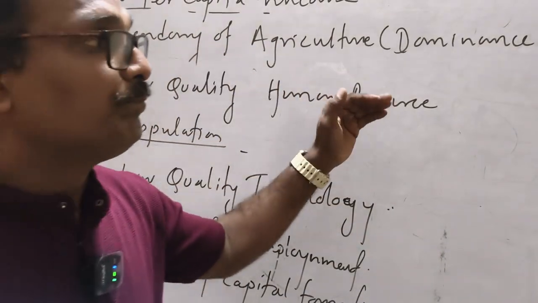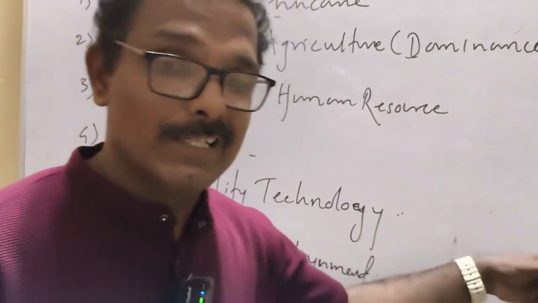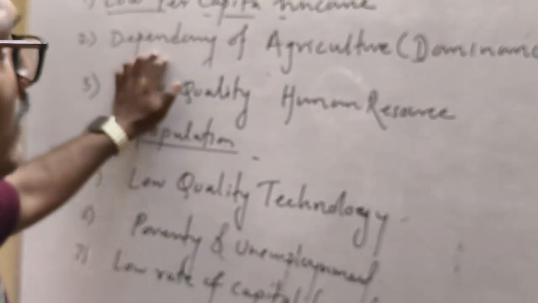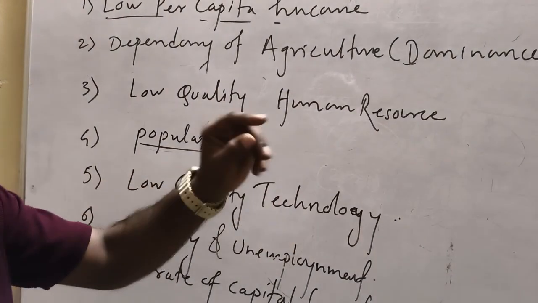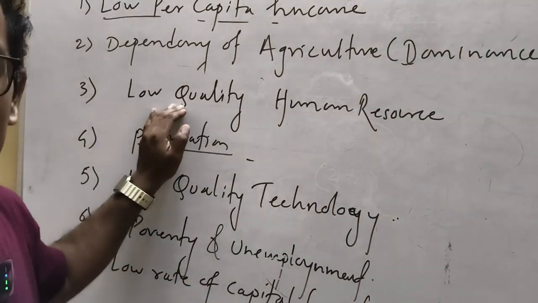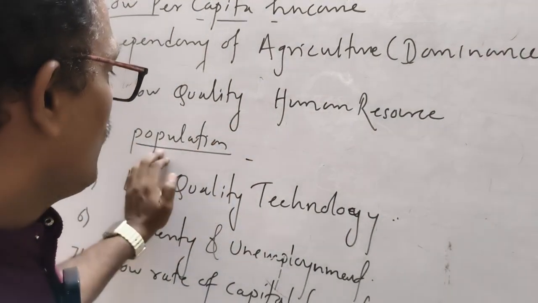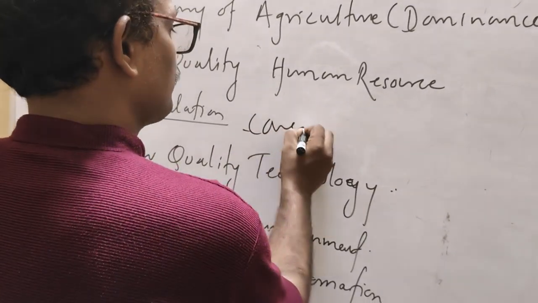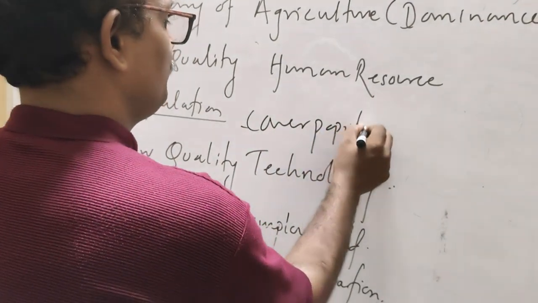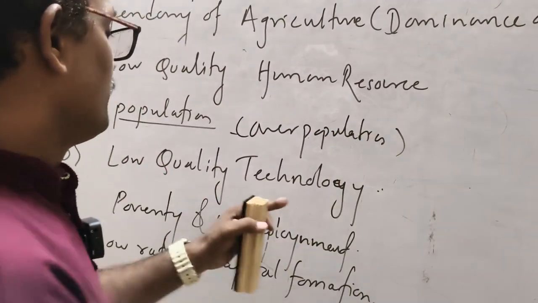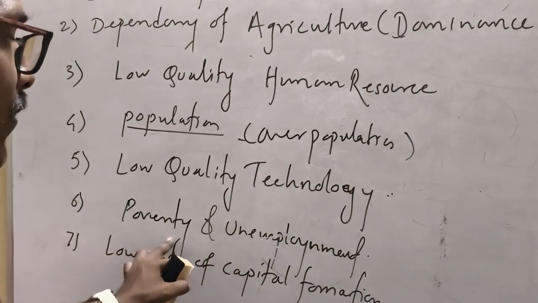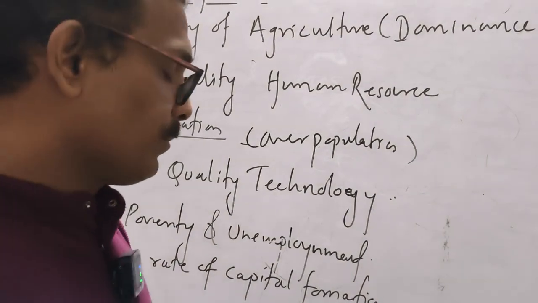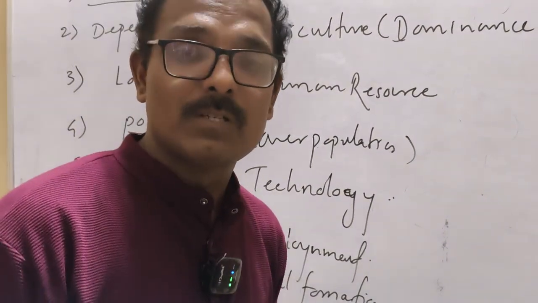We will go into details. The features of the economy are: low per capita income, dependency on or dominance of agriculture, low quality of human resources, overpopulation, low quality of technology, poverty and unemployment, and low rate of capital formation. These are some of the features of our economy.